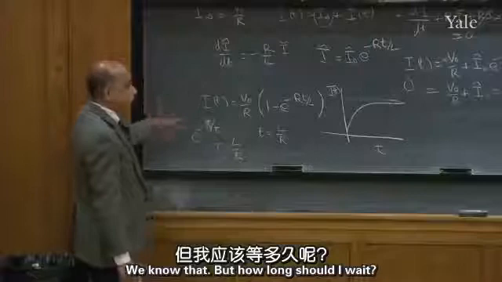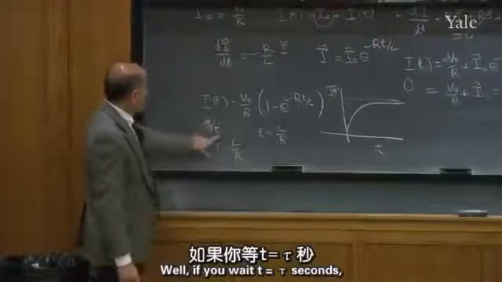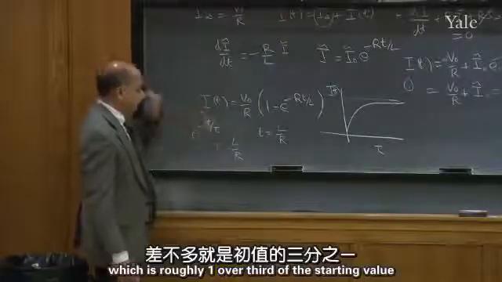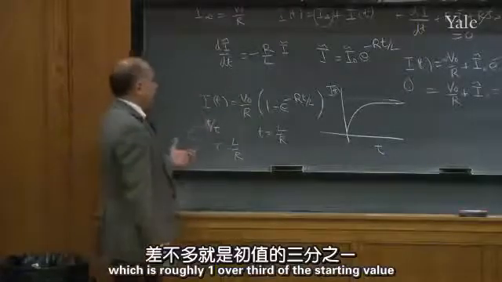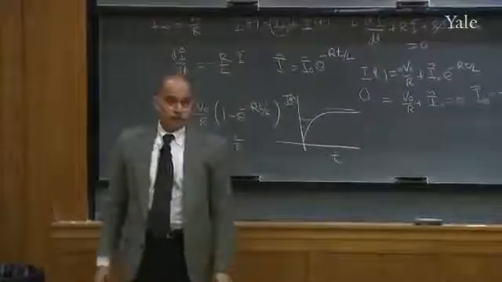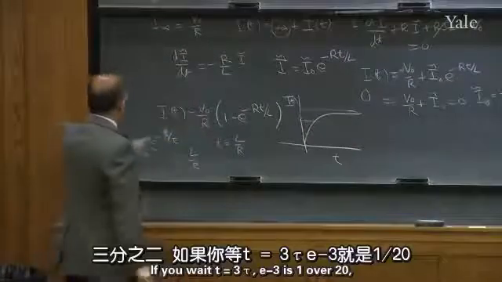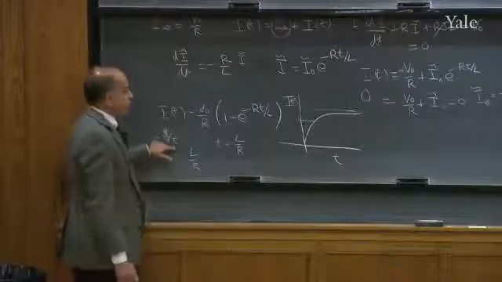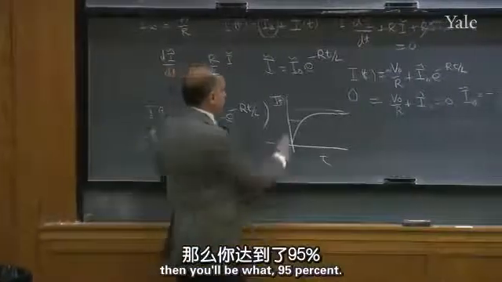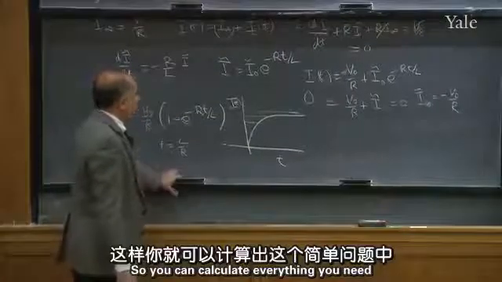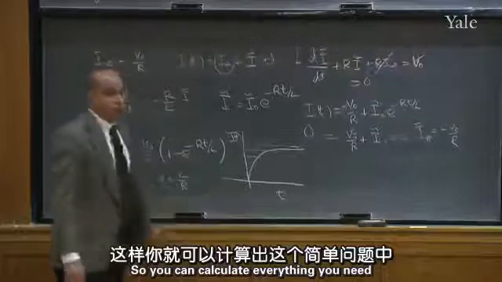Exponentials fall exponentially, we know that. But how long should I wait? Well, if you wait t equal to tau seconds, then it'll be 1 over e, which is roughly a third of the starting value, and 1 minus that will be roughly 2/3 of its value. If you wait t equal to 3 tau, e to the minus 3 is 1 over 20, then you will be at 95%. So you can calculate everything you need in this simple problem.